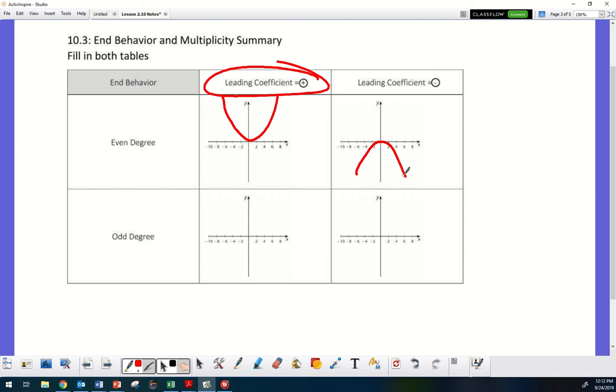Next one, odd. The odd degree. So now, show me odd. Odd is going to be like 3, right? 3, 5, 7. So it's going to start down and end up. So odd degree, if it's positive, it's like that. And odd degree, if it's negative, it has to end down. So it's going to be like this. Just like that. All right. Ready to move on?